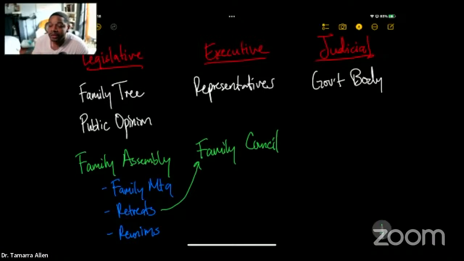But this is the family council. That is the executive branch. The retreats go into the family council. Now the reunions, they're annual or biannual, right?